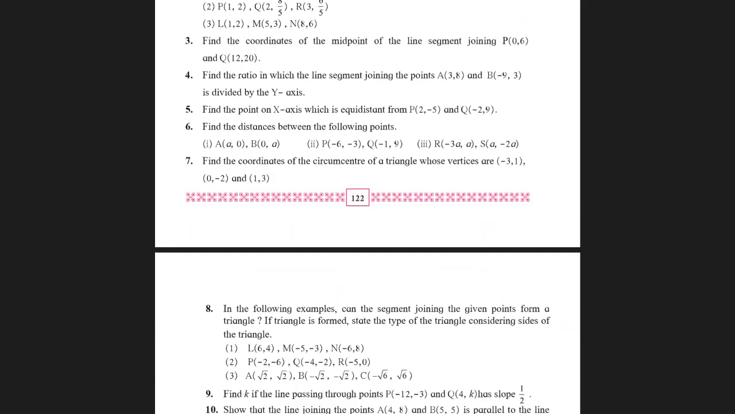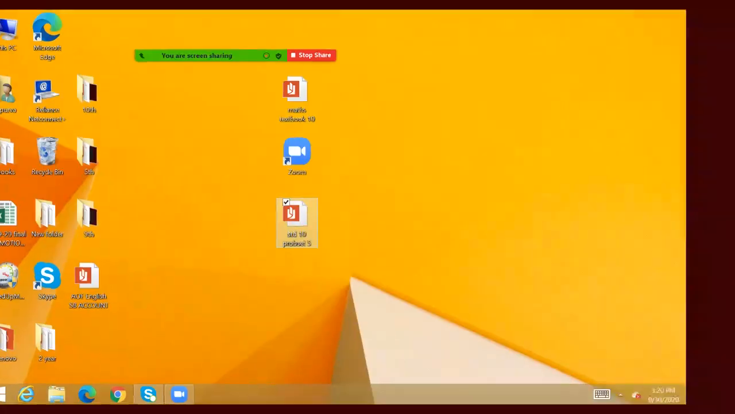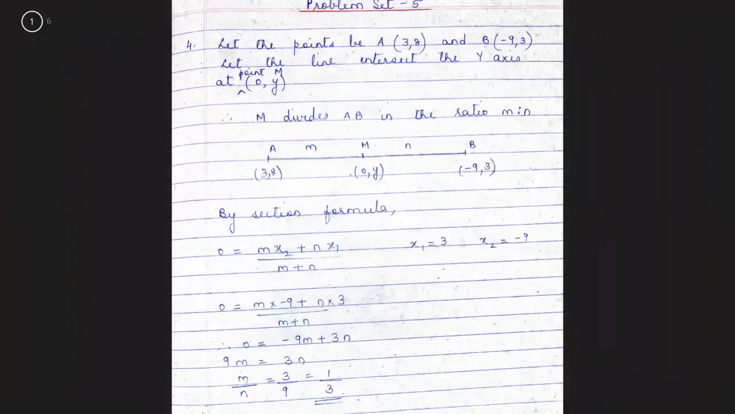Question number 4. Find the ratio in which the line segment joining the points A and B is divided by the y-axis. Now here, let the points be A and B. The coordinates are 3, 8 and minus 9, 3. Now let the line intersect the y-axis at the point M and let the coordinates be 0, y. Since it is intersecting the y-axis, the x coordinate will be 0. That is why it is 0, y.